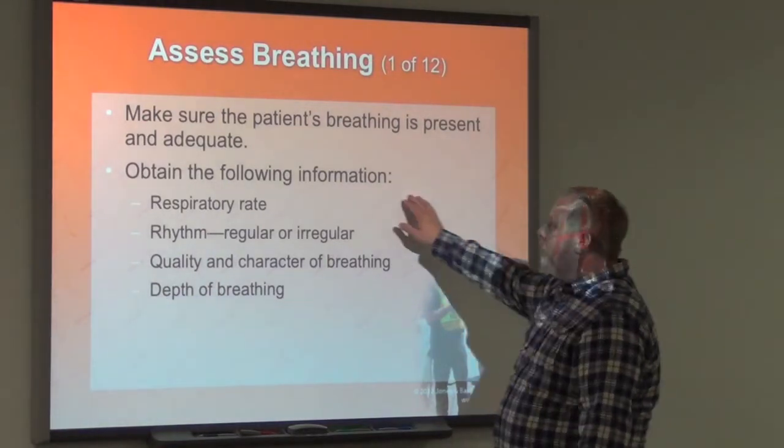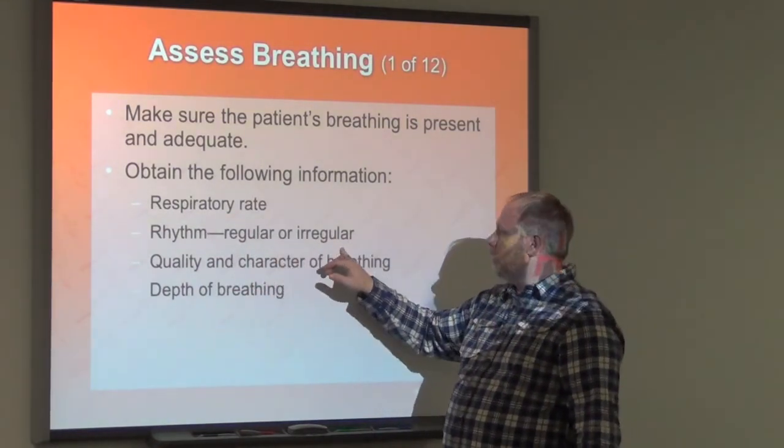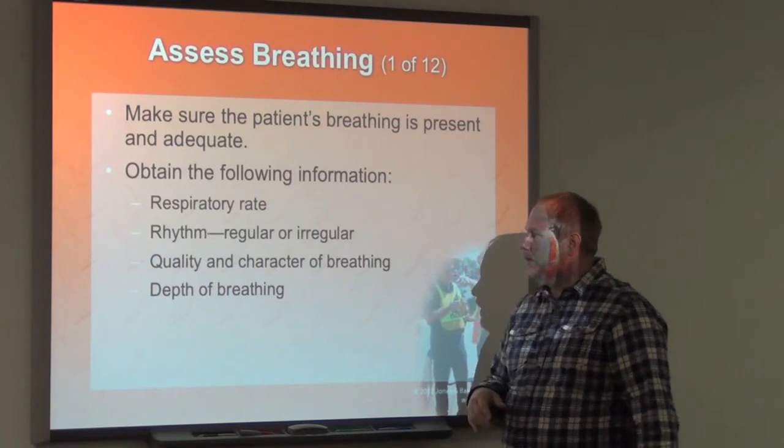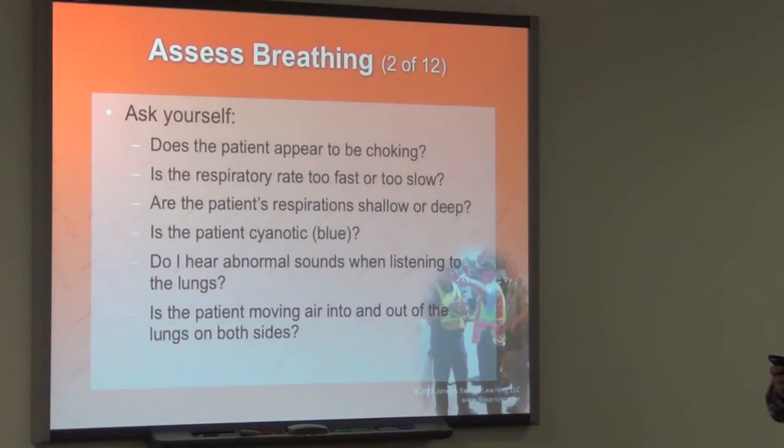So as we're assessing breathing, we want to obtain the following information: the respiratory rate, the rhythm, is it regular or irregular, the quality or character of breathing, and the depth of breathing. Ask yourself, does the patient appear to be choking? Is the respiratory rate too fast or too slow? Are the patient's respirations shallow or deep? Is the patient cyanotic? Do I hear abnormal sounds when listening to the lungs? And is the patient moving air into and out of both sides of their lungs? And we're going to figure that out by listening, aren't we?